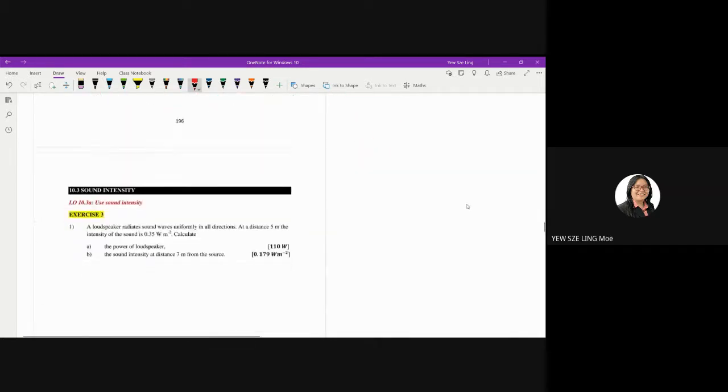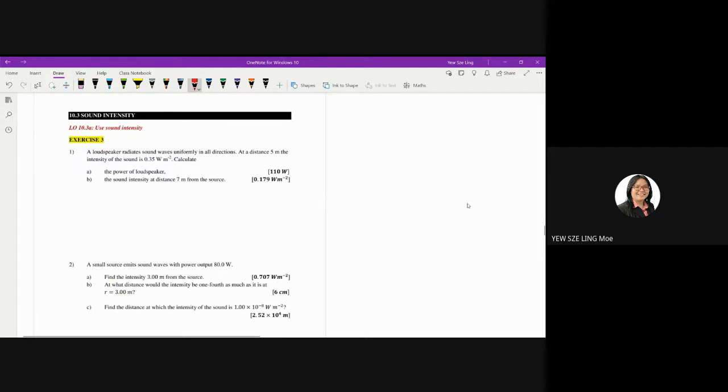All right. So exercise 3. Exercise 3, sound intensity. So now you're looking at intensity. The things that you have to know are just equations. Intensity is equal to power per unit area. Power per unit area.